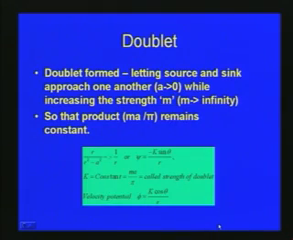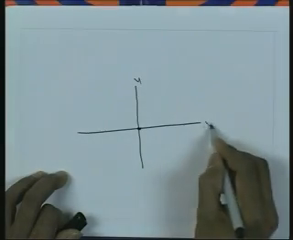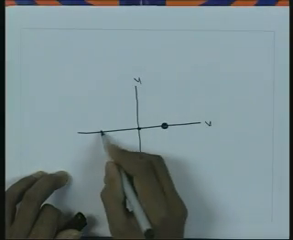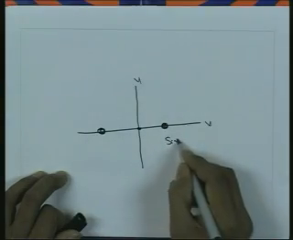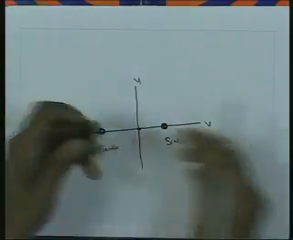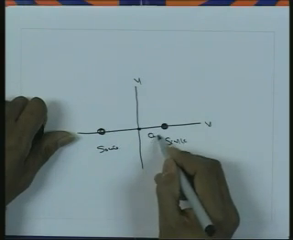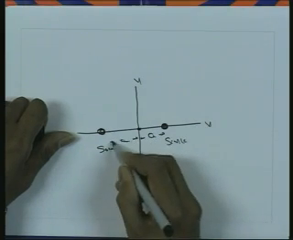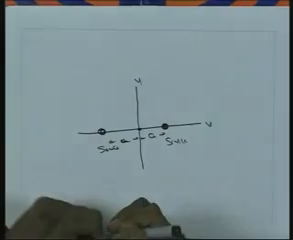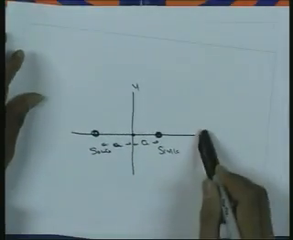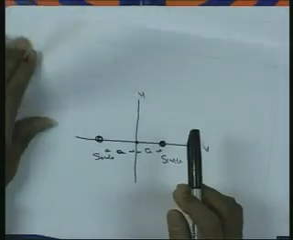Now we say that a doublet is formed by letting the source and sink approach one another. Here there is a source, with respect to the figure shown, where this is the origin, this is y, and this is x. Here there is a source and here there is a sink. Initially the distance is a on both sides. So when this a tends to 0, the source and sink approach one another.